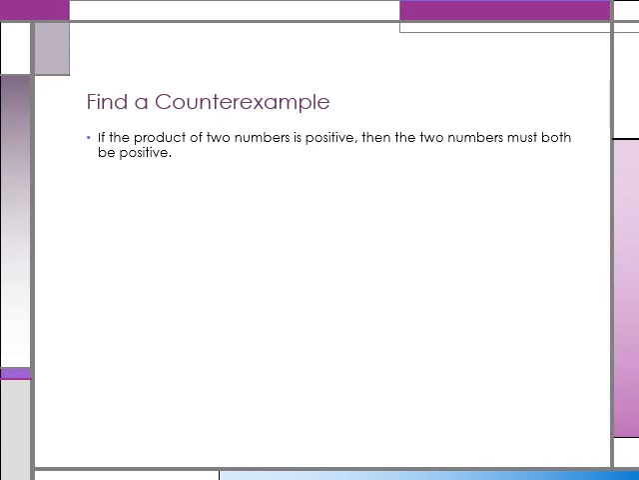So if I'm going to find a counterexample: if the product of two numbers is positive, then the two numbers must both be positive. Remember, product means to multiply. So if our product is positive, then the two numbers must also be positive. Well, that's not true, right? Because if I multiply -2 times -5, that will give you a +10. So there's your counterexample to disprove this statement.